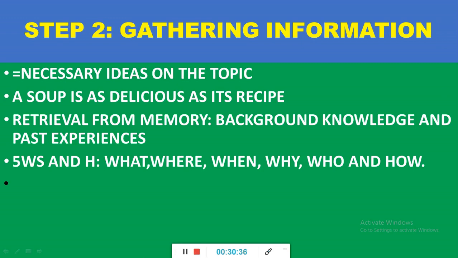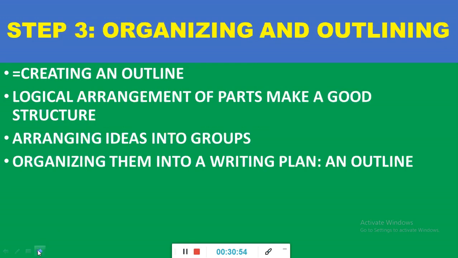So step number 2 is about gathering information, the relevant information for that matter. Gather information, and gather the information that is relevant. All right, then let's proceed. Step number 3, organizing and outlining. This is the stage at which you create an outline.